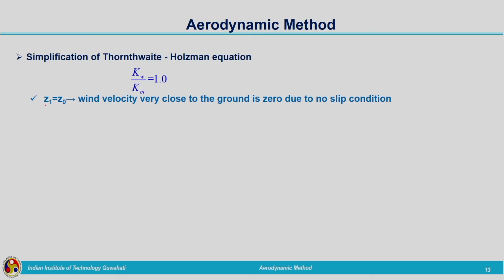What we are going to assume, we can consider Z1 very close to the water body, on the surface of the water body. So, Z1 is considered as Z0 and wind velocity close to the ground is 0 due to the no slip condition. That is, the water surface is not moving. In the water body, the water surface is not having any movement, not having any velocity. So, based on the no slip condition, we can assume that the air which is moving near to that surface also will be having the velocity as that of the water surface.